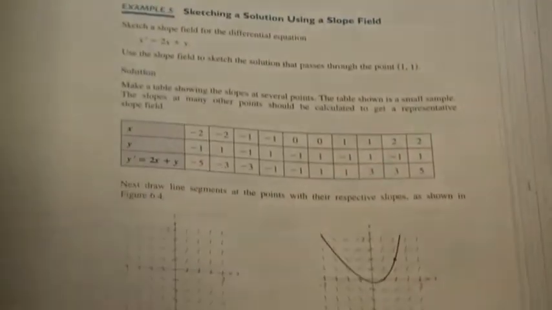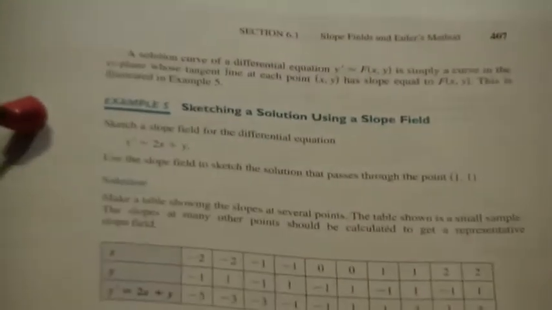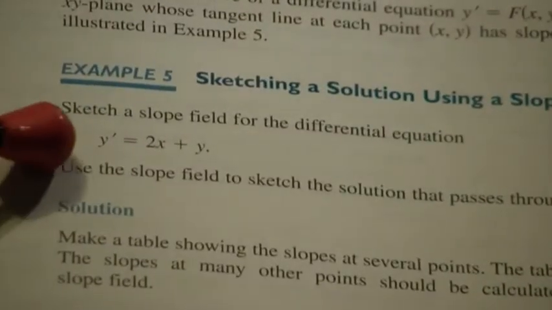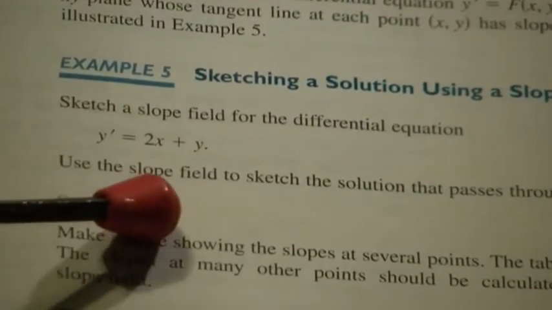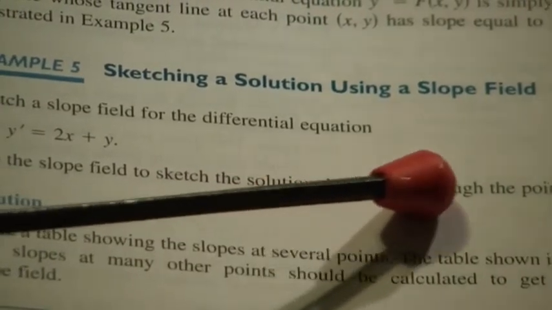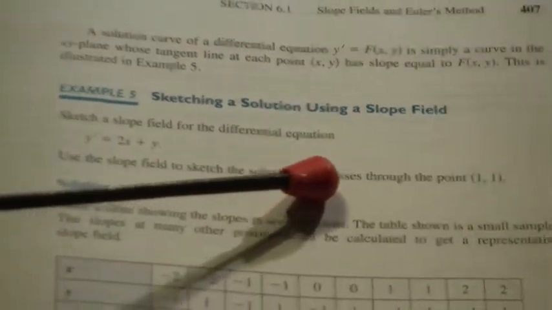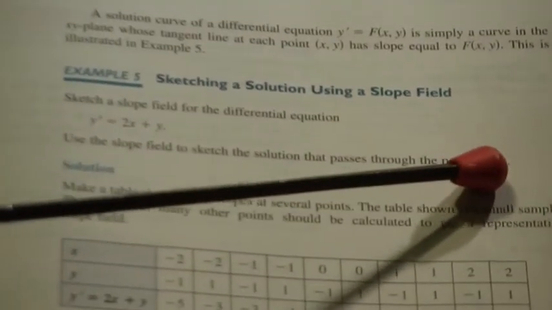You have to sketch a solution using a slope field. It says sketch a slope field for the differential equation y prime equals 2x plus y, and you want to use the slope field to sketch the solution that passes through the point (1, 1). So basically you want to find the equation that gives you (1, 1).